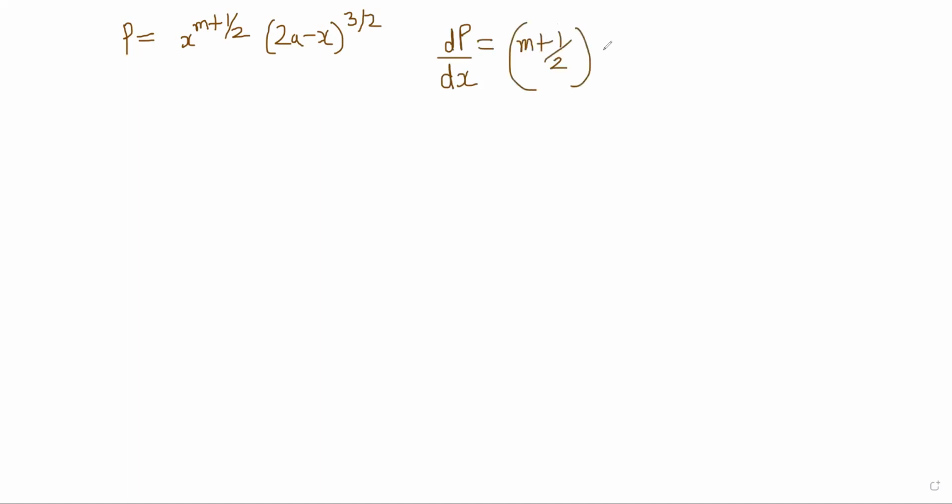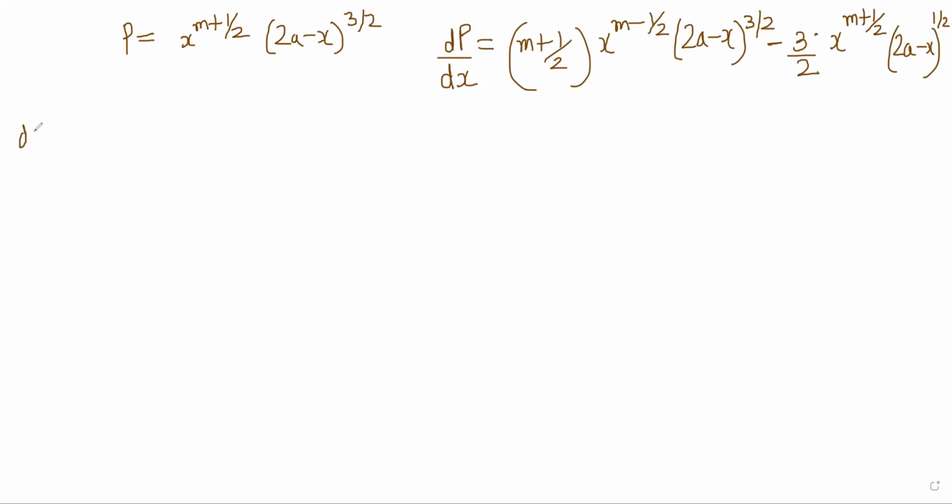So p is equal to, for us, x^(m + 1/2) and (2a − x)^(3/2). So what is your dp/dx? dp/dx will come out to be (m + 1/2) x^(m − 1/2) (2a − x)^(3/2) minus 3/2 x^(m + 1/2) (2a − x)^(1/2), right? This is the differentiation.